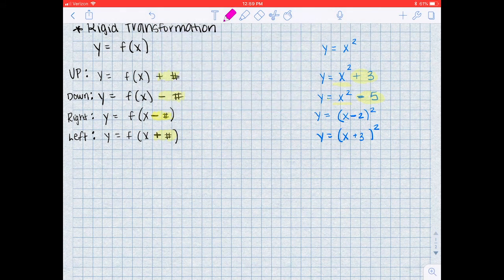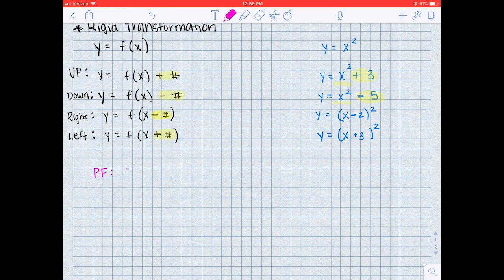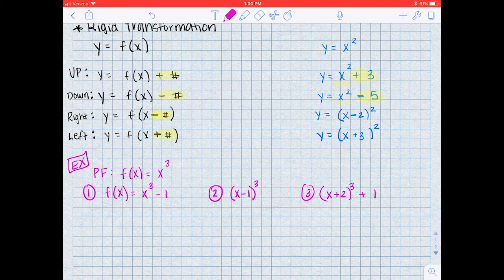However, another way is for me to tell you, okay, you have the parent function, f of x is equal to x cubed. This is an example. So you would need to know that that is your cubic function. And then I would tell you, okay, here's one transformation: x to the third minus 1. Here's a second transformation, x minus 1 to the third. And here's a third transformation, x plus 2 all to the third plus 1. Now you tell me the transformations that have occurred.